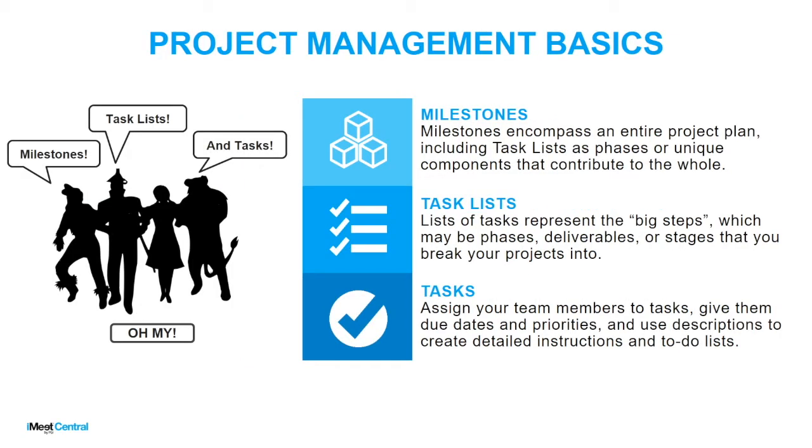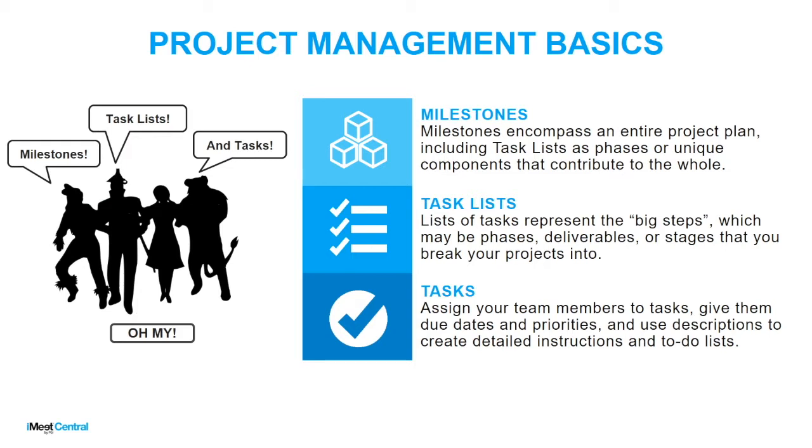Project management basics. Project management in iMeet Central is broken up into three things that you can use to create a project plan. Those are milestones, task lists, and tasks. And they're arranged in order here of the largest thing you can create to the smallest thing you can create. So milestones typically encompass an entire project plan. They include task lists as phases or unique components that contribute to the whole. You create a milestone, and if you want to have any tasks associated with that milestone, you have to create a task list in that milestone.